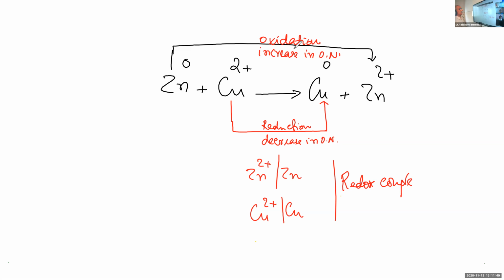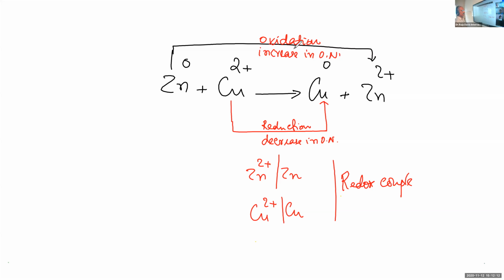We need this for the second year. In second year, there is electrochemistry. In electrochemistry, the redox couple will be coming. So a redox couple is a system consisting of the oxidized and the reduced form of a substance. That is called a redox couple.